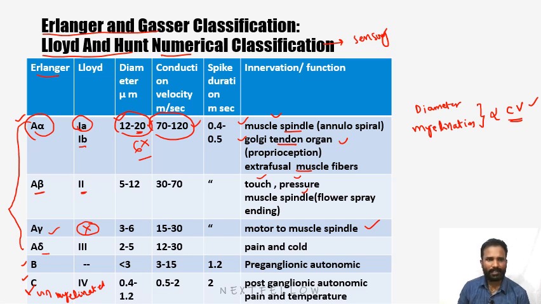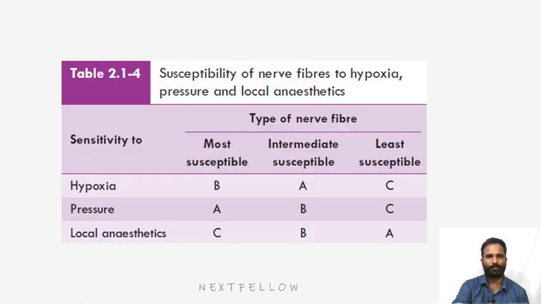A delta is a sensory one, it is type 3, and it carries fast pain and temperature sensation. B, which again does not have any numerical classification, is preganglionic autonomic. Whereas type C, which is unmyelinated, is type 4, and it carries slow pain and temperature. It is also present in postganglionic autonomic neurons. So that's Erlanger's and Lloyd's classification.